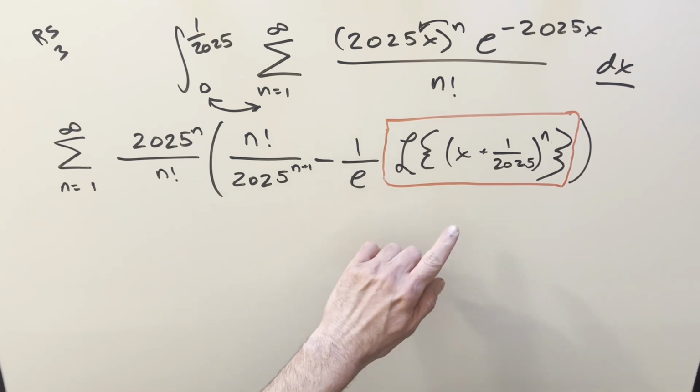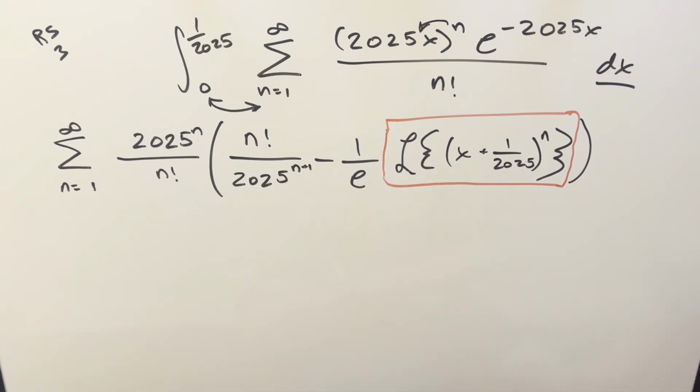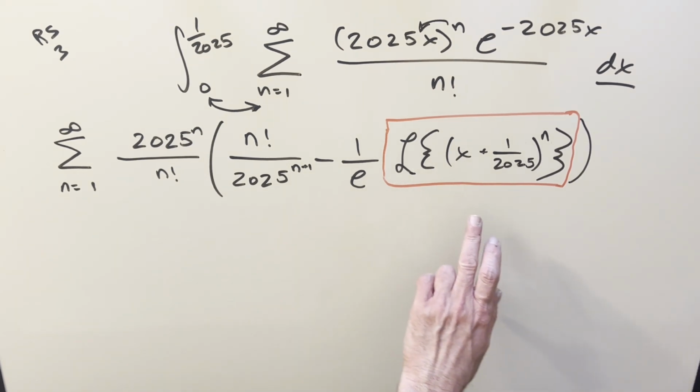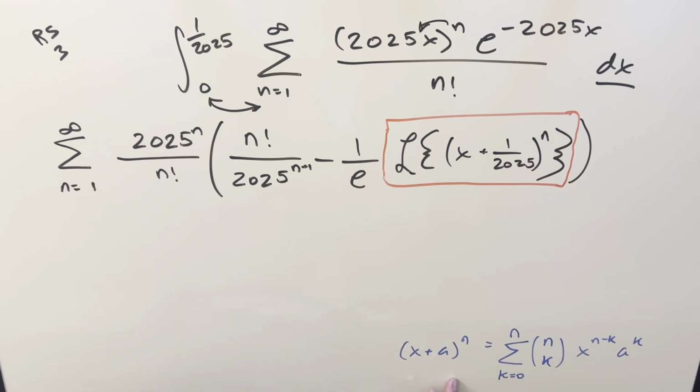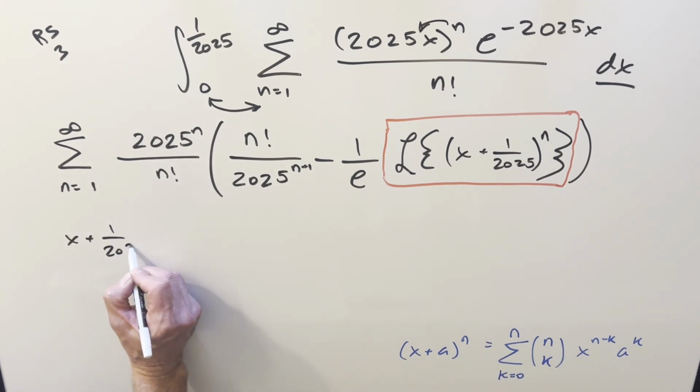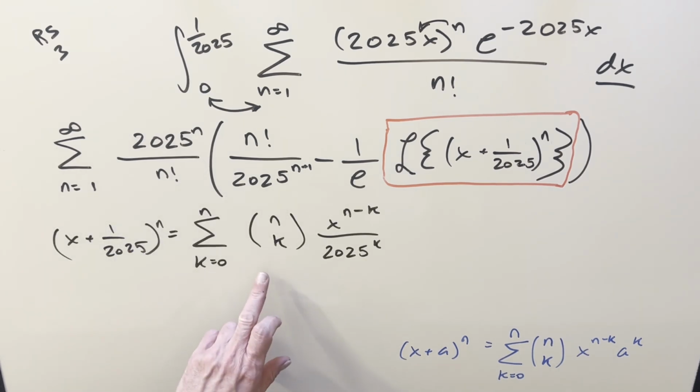But what we can do is just binomial theorem. So let's look at the formula for that. Okay, so we have our formula over here. In our problem, our a value is just going to be 1 over 2025. So when we do that, let's see what we have. What's going to happen is we're just going to have this infinite polynomial, which is kind of good news because it's easy to get the Laplace transform of a polynomial.